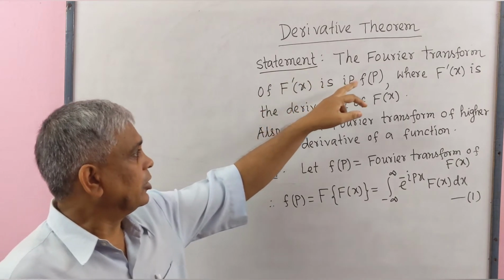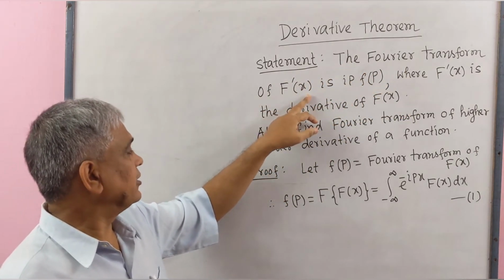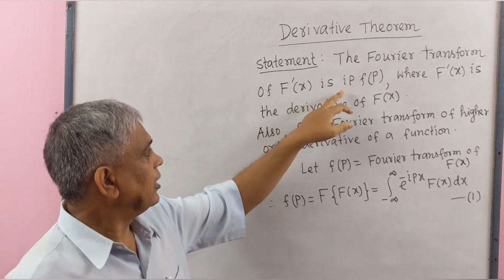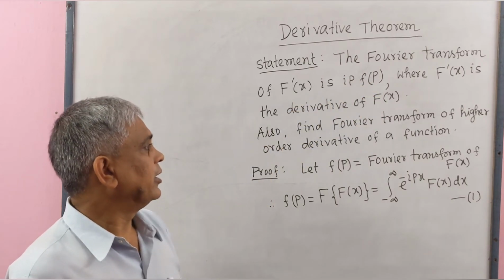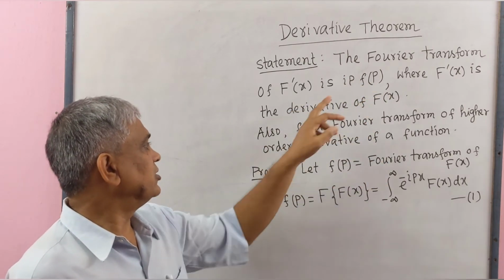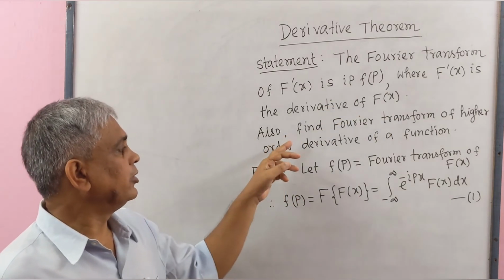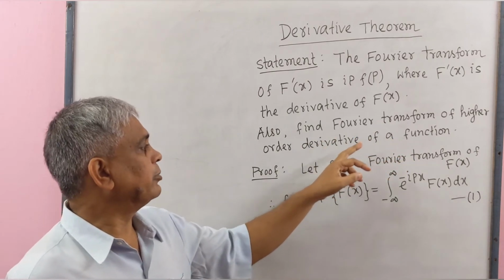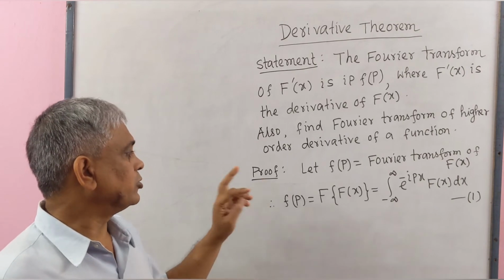Statement: the Fourier transform of f dash x, that is the derivative of f(x), is ip F(p), where f dash x is the derivative of f(x). Also find the Fourier transform of the higher order derivative of a function. Now we will solve this.